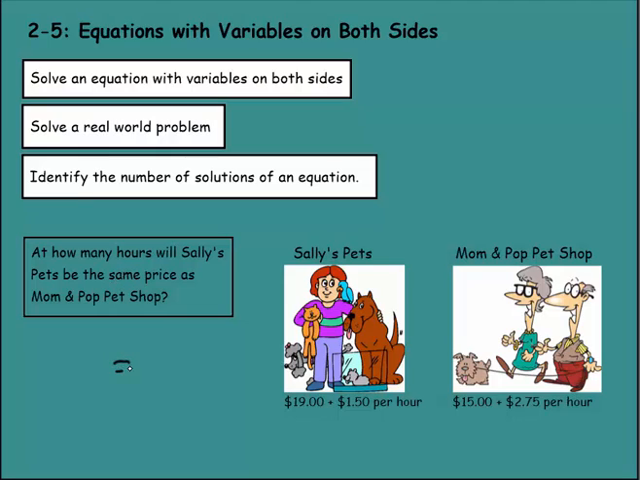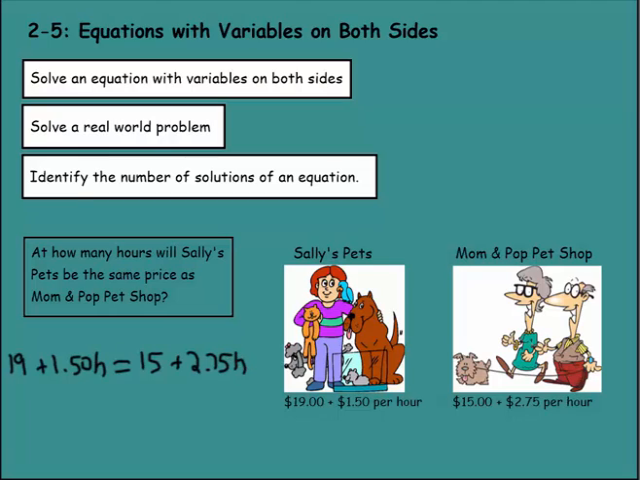We always have an equal sign in the middle of an equation. On the left side, we can do Sally's Pets, which would be $19 plus the $1.50 per hour, so H for hour, times H. Then Mom and Pop Pet Shop, we can do $15 plus the $2.75 they charge per hour, so $2.75 times H. And you notice we have an H variable on both sides.